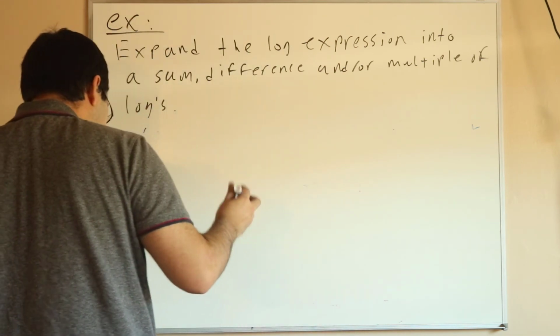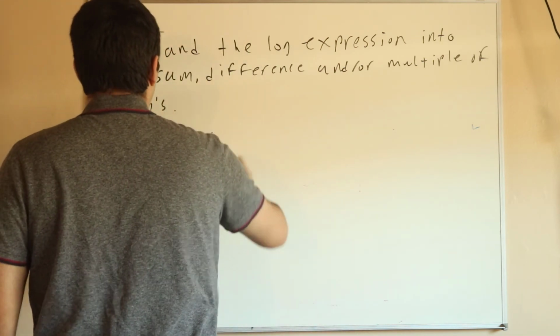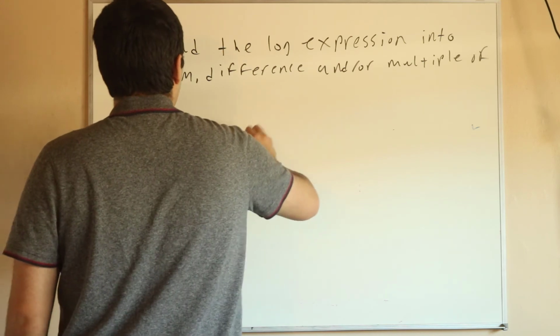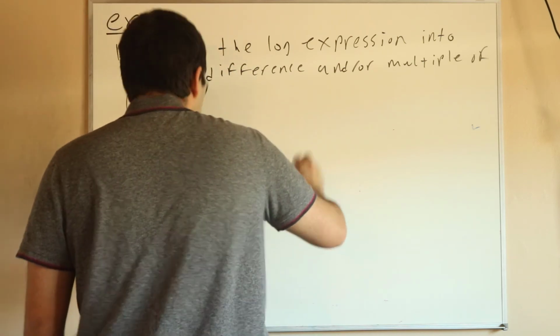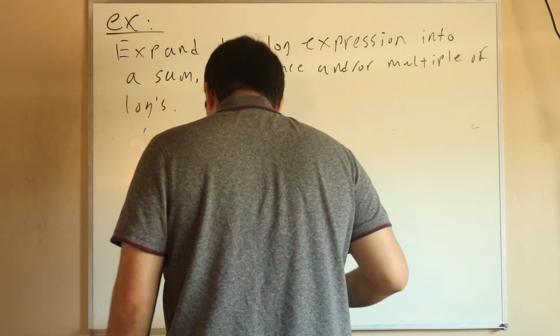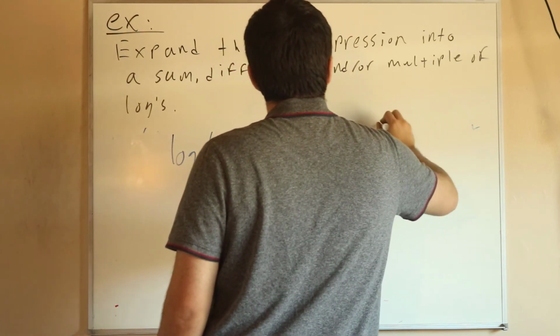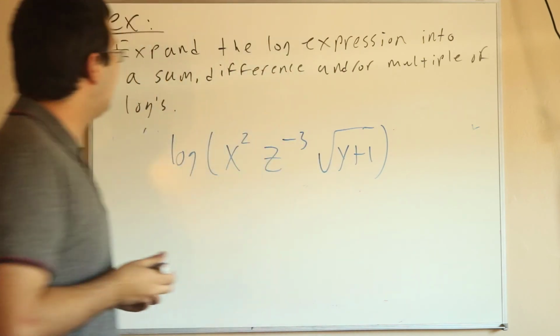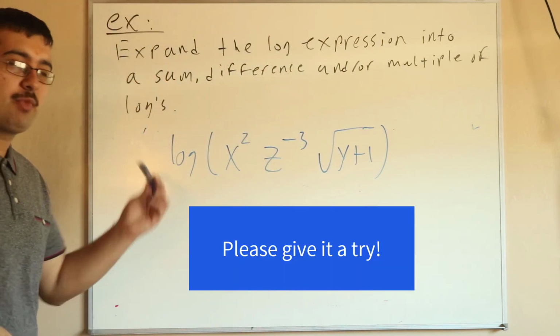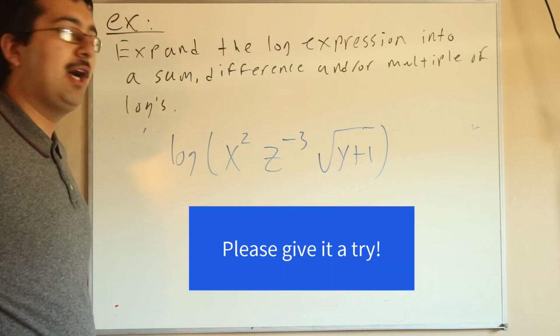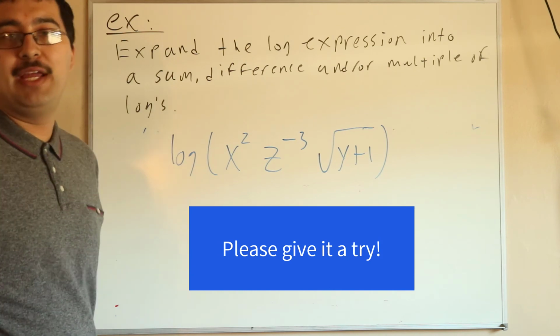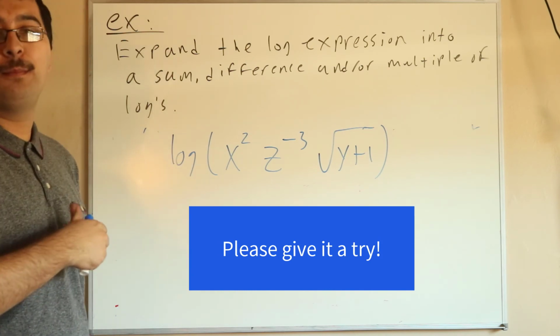So go ahead and do log of x squared times z to the minus 3 times square root of y plus 1. Okay, so go ahead and expand this logarithmic expression out. Take a moment, pause the video, give it a shot, and after you unpause, I'm going to write my answer. So go ahead and pause now.